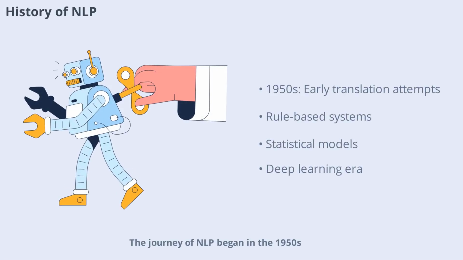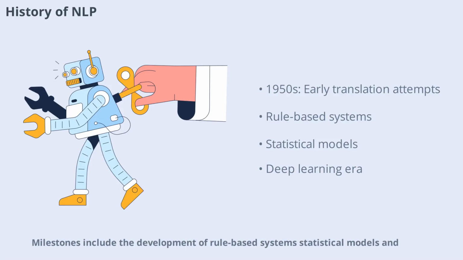The journey of NLP began in the 1950s, with early attempts to translate languages using computers. Over the decades, advancements in computing power and linguistic theory have propelled NLP forward. Milestones include the development of rule-based systems, statistical models, and more recently, deep learning techniques. Each era brought new breakthroughs, making NLP more accurate and accessible. Understanding this history helps us appreciate how far the technology has come.